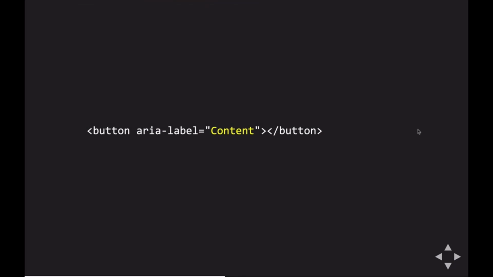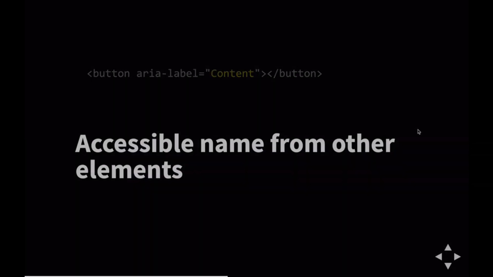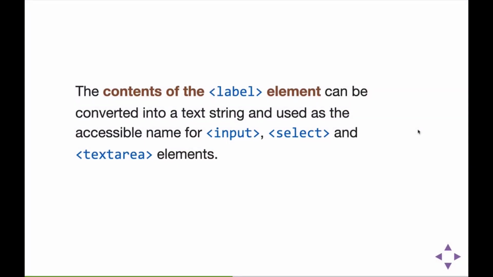So again, we're back to a button element with a start and end tag, but in this case we have aria-label equals content. So that content becomes the accessible name, in this case at least, for this button element. But what about accessible names that can be used from another element? Well, the contents of the label element can be converted into a text string and used as the accessible name for things like inputs, selects, and text areas.